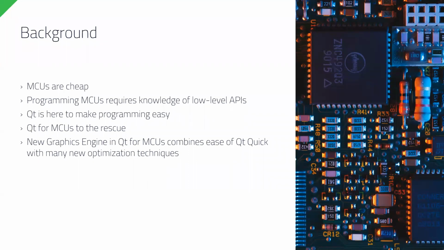So one reason to use microcontrollers is that they're generally much cheaper than, say, an embedded IMX6, but they're hard to program, and it's difficult to get that smooth kind of experience. So you need to know a lot about low-level APIs, about how hardware works, and how displays work. And you need to really squeeze performance out of those inexpensive devices to get a good user interface. That's where Qt comes in.